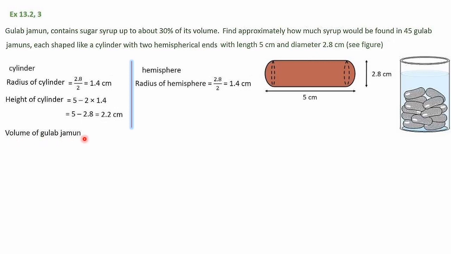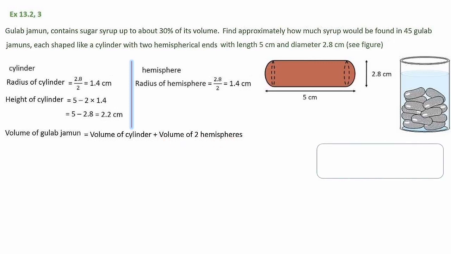So the volume of the gulab jam is equal to the volume of the cylinder, that is the cylindrical portion, plus the volume of two hemispheres, that is one hemisphere here at one end and another one at the other end. So 2 into the volume of a hemisphere. Let's recall the formula: the volume of a cylinder is pi r square h, and the volume of a hemisphere is 2 by 3 pi r cube.